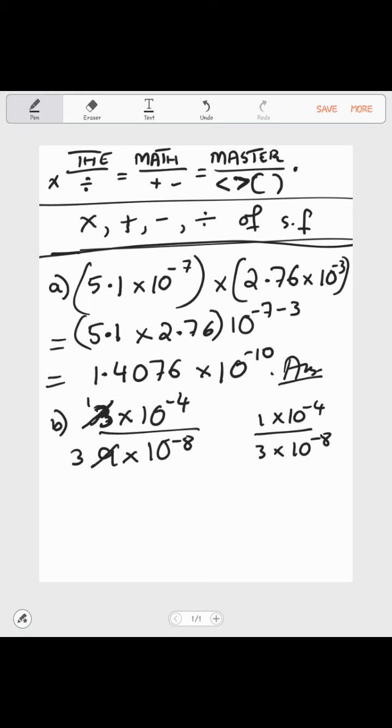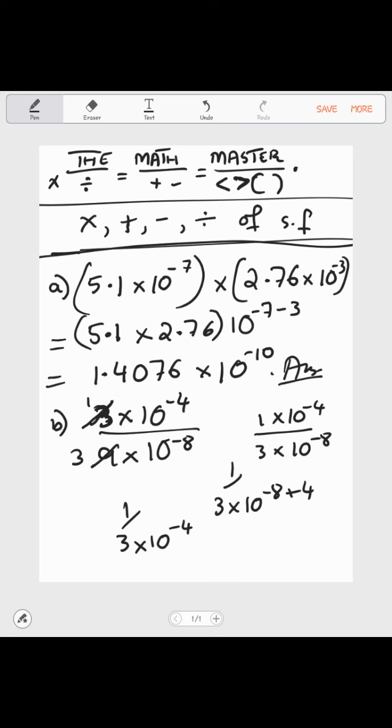Now to make this 1 upon x, you have to shift the power downward, because that will give you 1 upon 3 multiplied by 10 to the power of minus 8 minus minus 4, which will give you plus 4. Hence 1 upon 3 multiplied by 10 to the power of minus 8 plus 4, which will give you minus 4, would be your answer. Very easy, right?